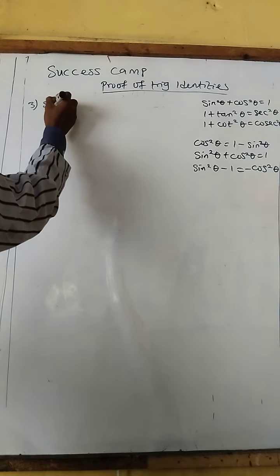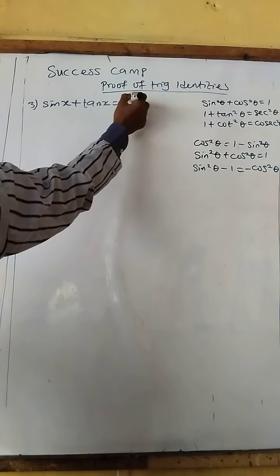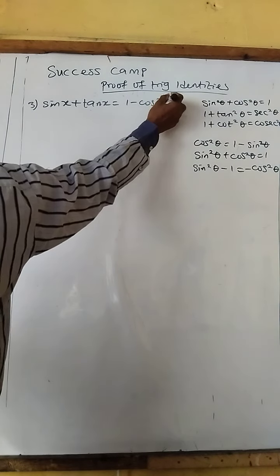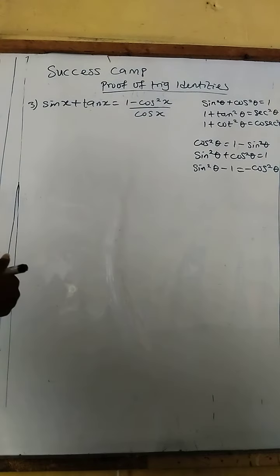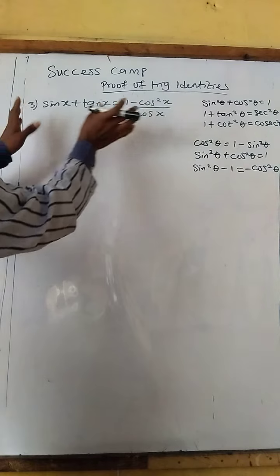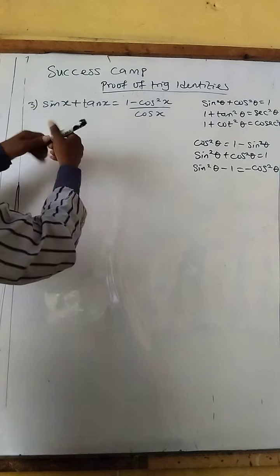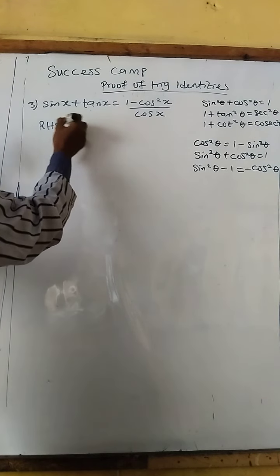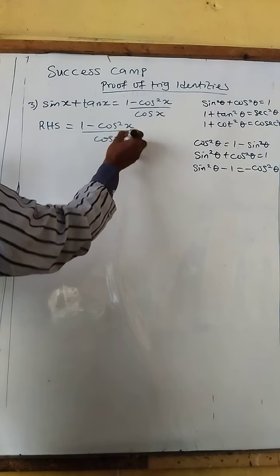For number 3, I have sine x plus tan x equals 1 minus cos squared x over cos x. I would rather work with the side that looks more complicated than the other one. I think this one is much harder than this side. So let me work with this side so that I can get this side. So my right hand side should give me 1 minus cos squared x all over cos x.